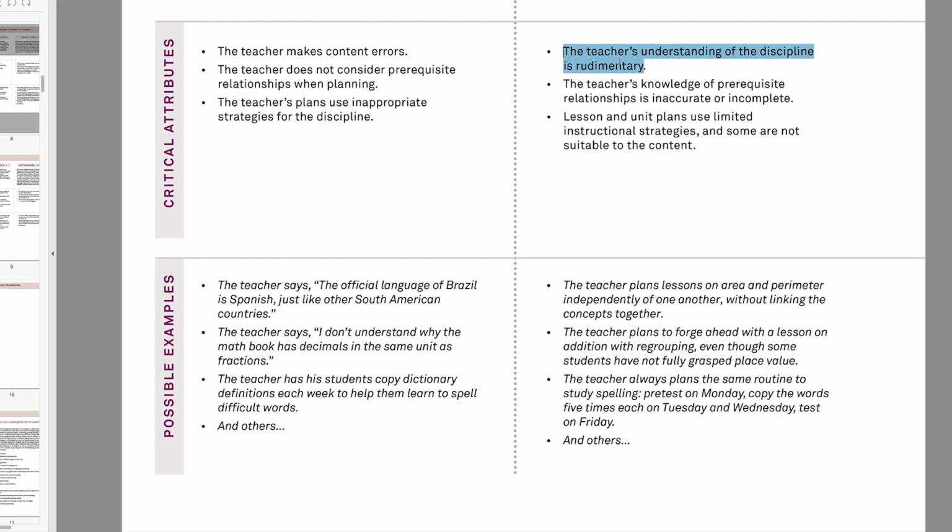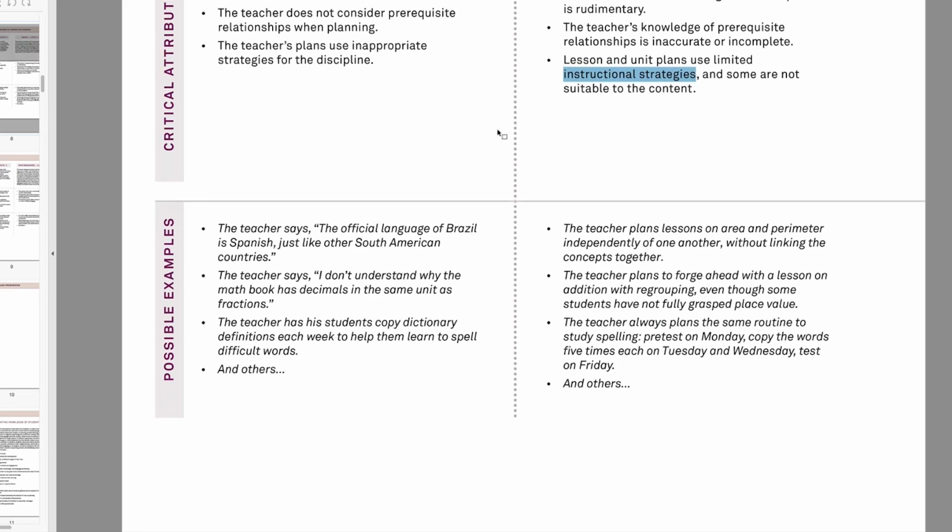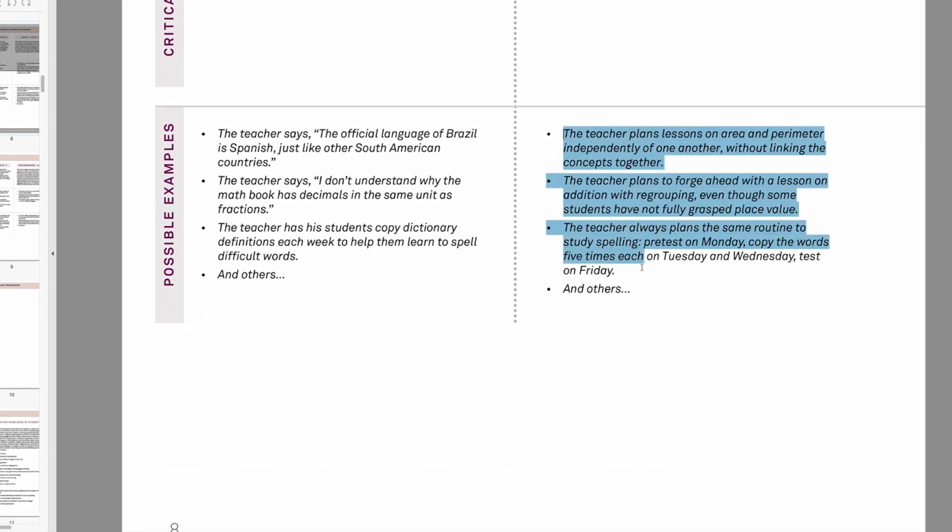Teacher's understanding of discipline is rudimentary, all right? Teacher's knowledge of prerequisite relationships is inaccurate or incomplete. So you kind of know they need prerequisite skills, but you don't really boost them. Lesson plans and unit plans use limited instructional strategies, and some are not suitable for the content. So your lesson plans are not great. And then they have, kind of the examples here of what that's going to look like, okay?